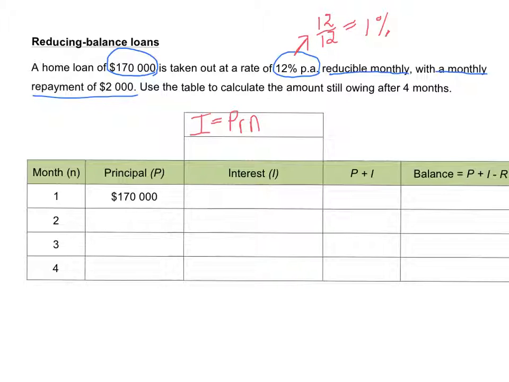The principal will come from the outstanding amount at the beginning of each month, and the interest rate will be the monthly interest rate as a decimal, so it's 1 divided by 100 is 0.01. The number of time periods will be 1 because we're just calculating 1 month's interest every time.